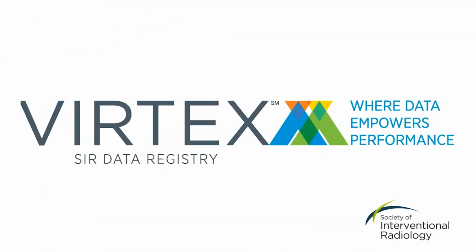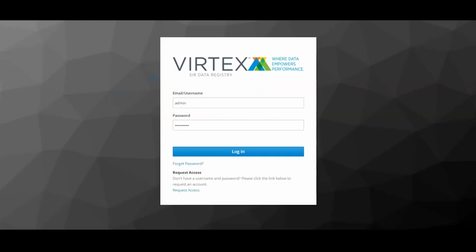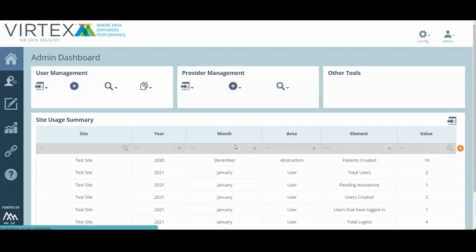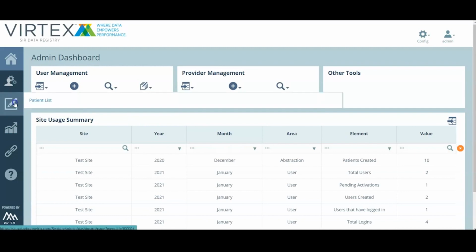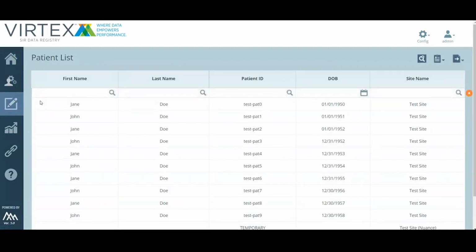VIRTEX is the SIR's data and clinical quality analytics registry. Essentially, VIRTEX is the registry that we're going to be using as a specialty society within interventional radiology to gather the data we need to prove why what we do is important.